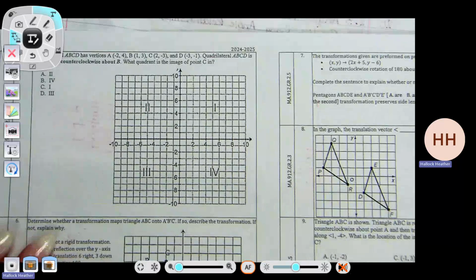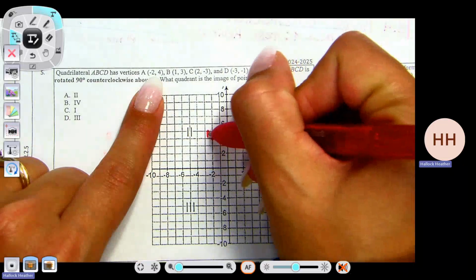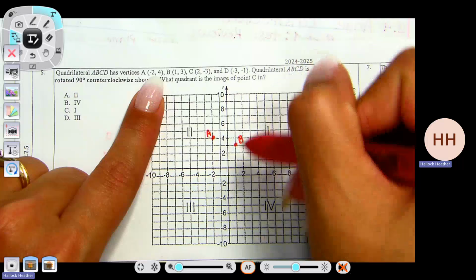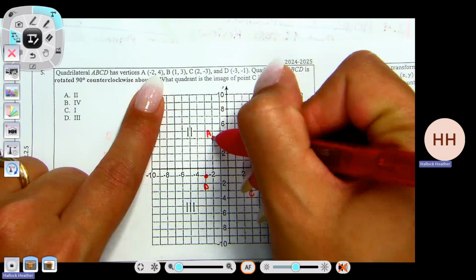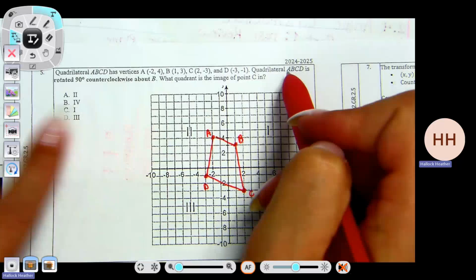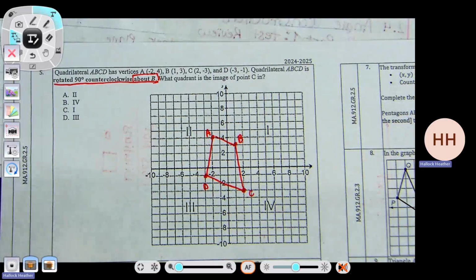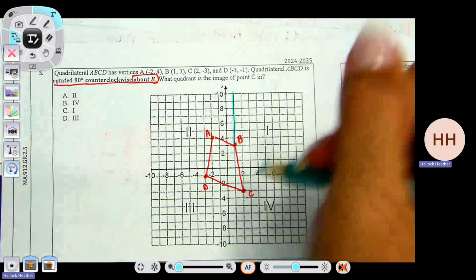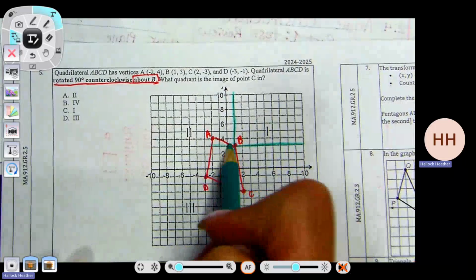Number 5 says that we are plotting our points and then rotating around a specific point. So if I plot my points, A is at (-2, 4), B is at (1, 3), C is at (2, -3), D is at (-3, -1). So if I make my quadrilateral, it says it is rotating about B. That's the key word. B is where I'm going to draw in my x and y axis. When we did this, we used a colored pencil and colored it in, so that we could spin around a point.